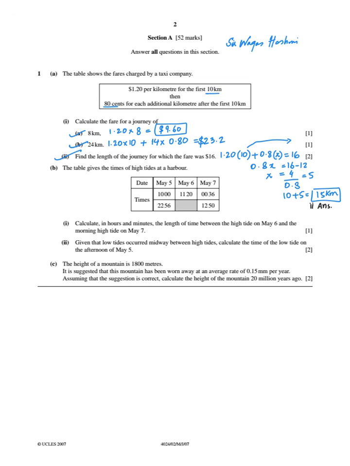For part B, it says that the table gives the times of high tides at a harbor. First part: calculate in hours and minutes the length of time between the high tide on May 6 and the morning high tide on May 7. So basically we need to find the difference of time between these two. It's B part 1. From 11:20 till 00:36. So we need to find the difference of these two times.